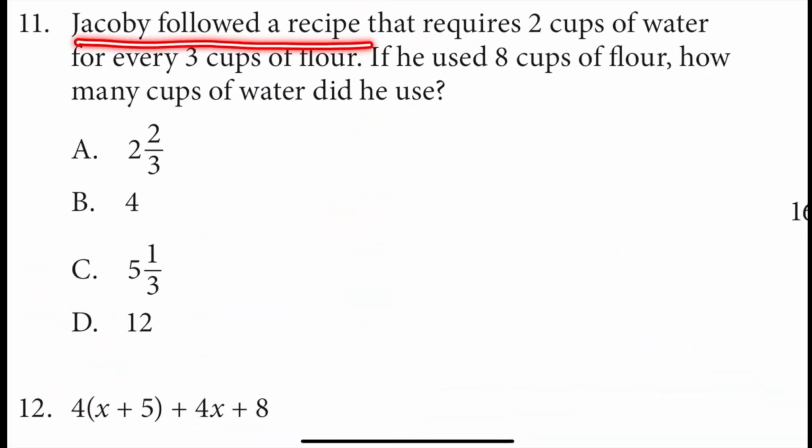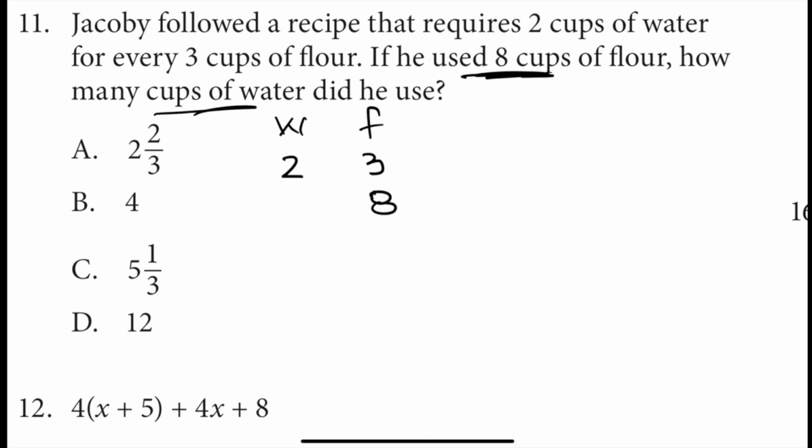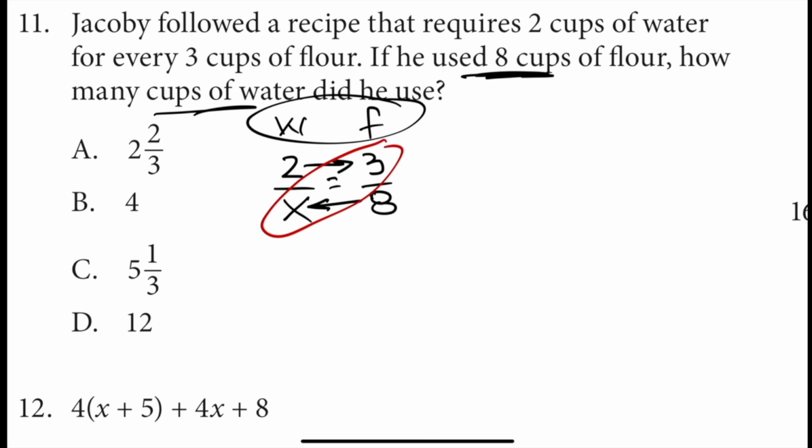11. Jacobi followed a recipe that requires 2 cups of water for every 3 cups of flour. If he used 8 cups of flour, how many cups of water did he use? This is water, this is flour. He used 2 cups of water for every 3 of flour. If he had 8 in total, how much water did he need? You see what I did? 2 for every 3. But he has 8. How much water? That's a proportion. You just need to cross multiply.